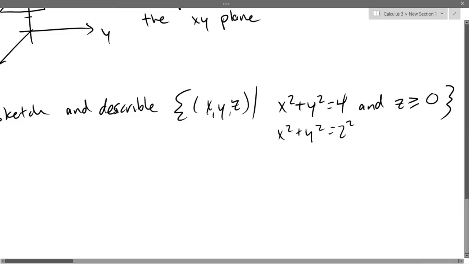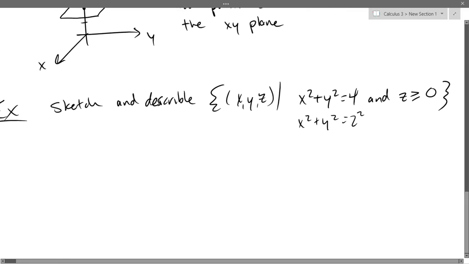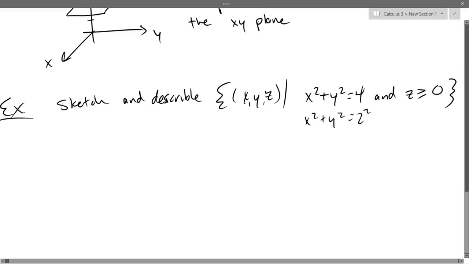What is x squared plus y squared equals 2 squared? Circle. Centered? At the origin with a radius of 2. All right, do your best to sketch this out. I'll give you a minute. You can talk to your classmates if you'd like.